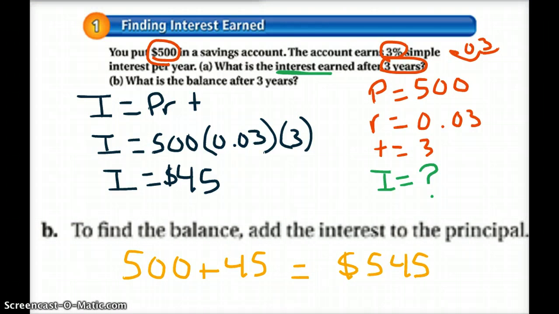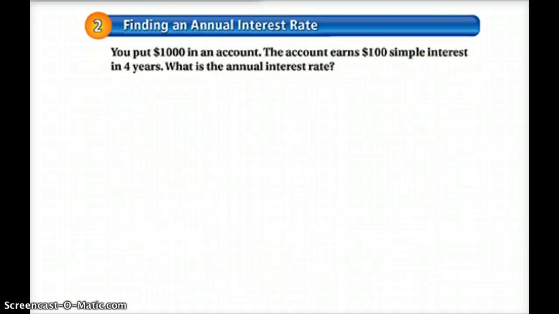Let's look at example number 2. This time we're going to find an annual interest rate. So again, start with our formula. We're going to list everything we know and figure out what we're solving for. You put $1,000 in an account. The account earns $100 simple interest in 4 years. What is the annual interest rate?